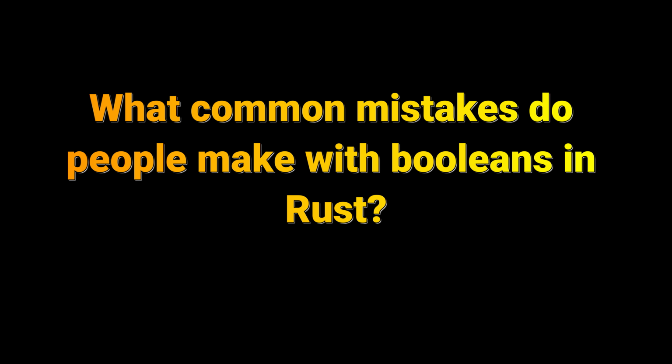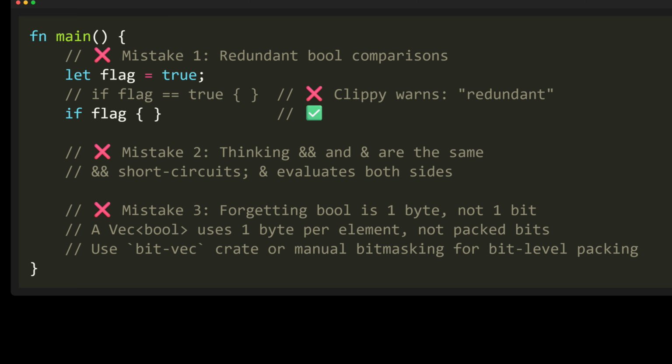Question: what common mistakes do people make with Booleans in Rust? People often make 3 common mistakes with Booleans. First, they write redundant comparisons, like checking if a Boolean equals true, when you can just use the Boolean directly. Second, they forget the difference between the logical AND operator, which stops early, and the bitwise AND, which always checks both sides. Third, they assume Booleans only take one bit of memory, but each Boolean actually uses one whole byte.